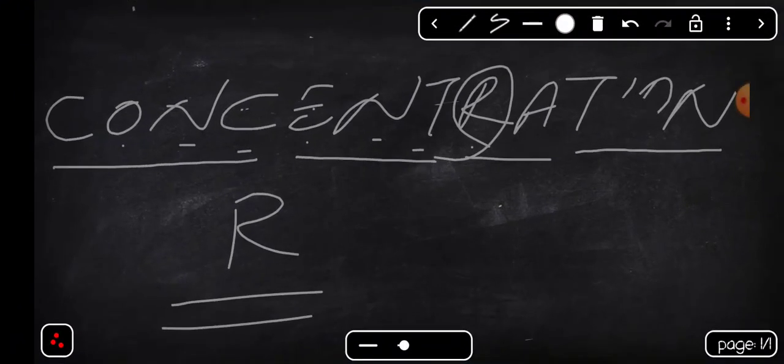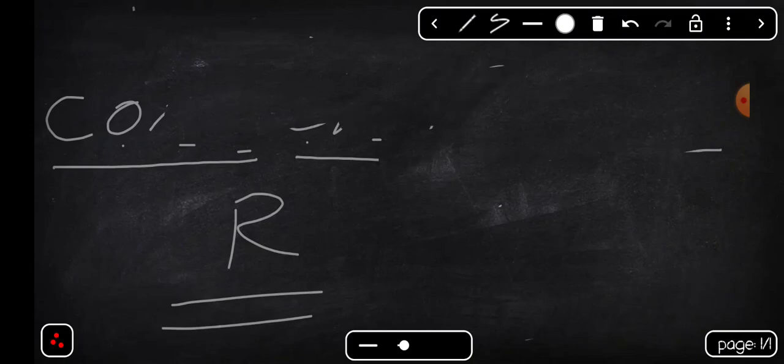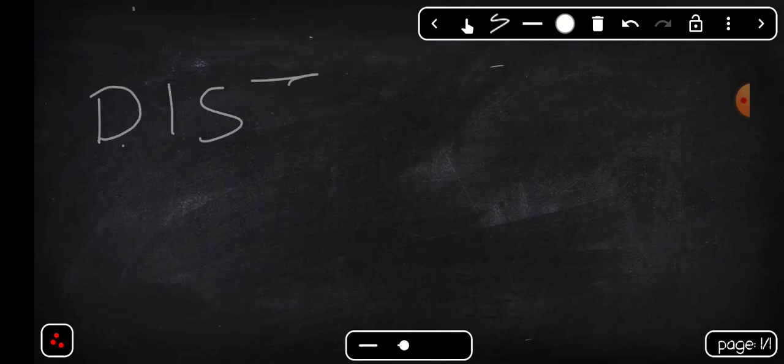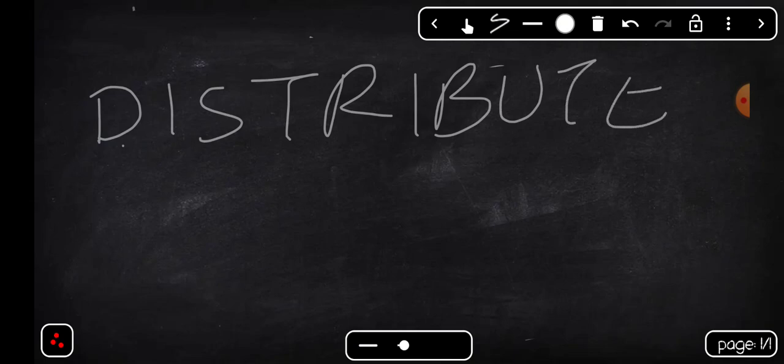Let us see how to do it. What is this word? Distribute. First write distribute. D-I-S-T-R-I-B-U-T-E. Distribute. 1, 2, 3, 4, 5, 6, 7, 8, 9, 10. It is a 10 letter word.